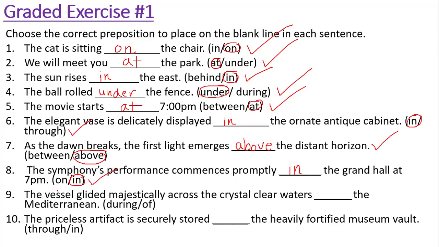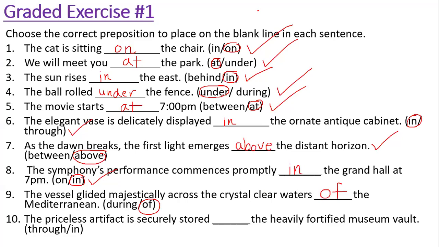Too dangerous for me. The vessel glided majestically across the crystal clear waters, blank, the Mediterranean. Of. Anyone know what we mean by Mediterranean? That's the water. That's the sea. That's actually a body of water, the Mediterranean Sea, somewhere around the Middle East and Africa. Yes, it's definitely in that area. You're right. Okay.